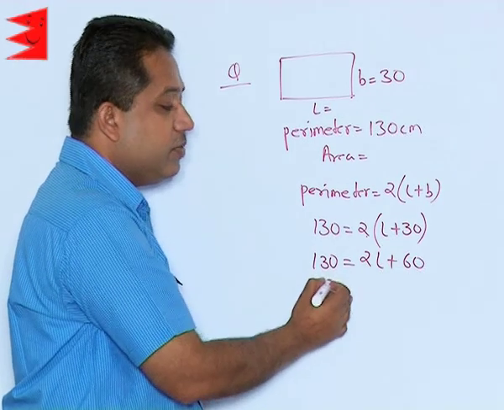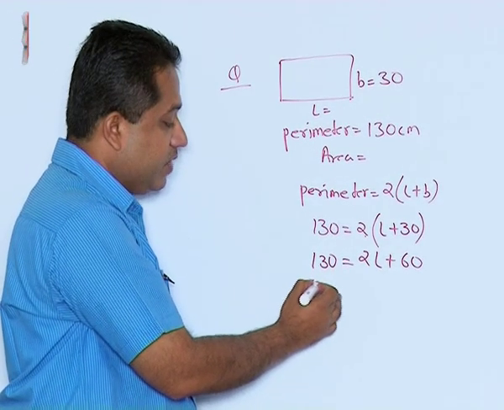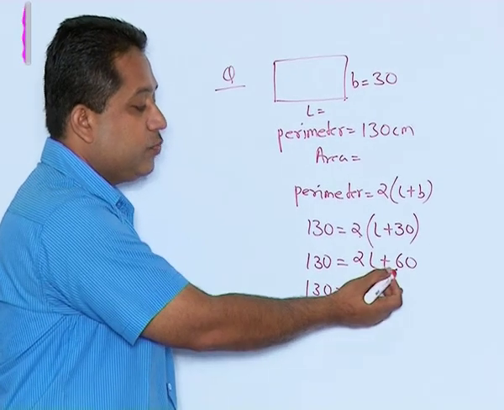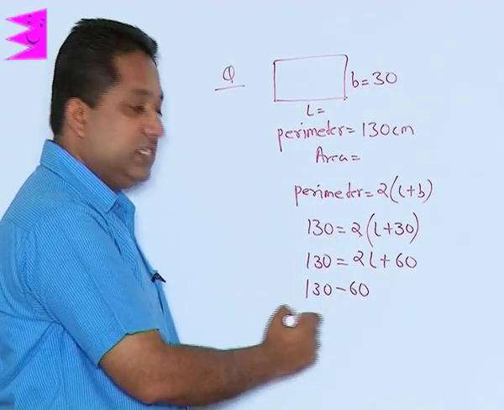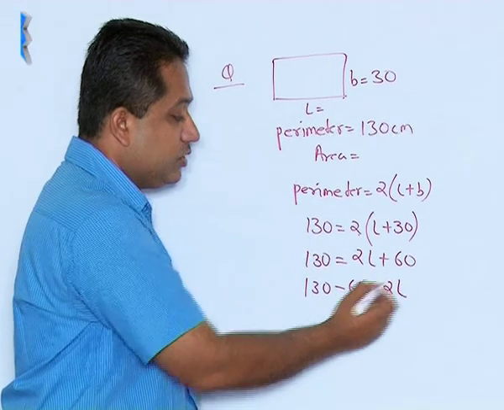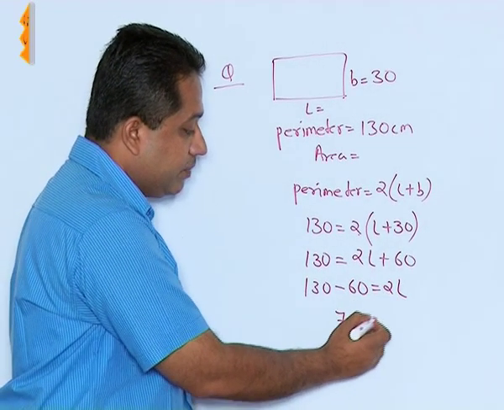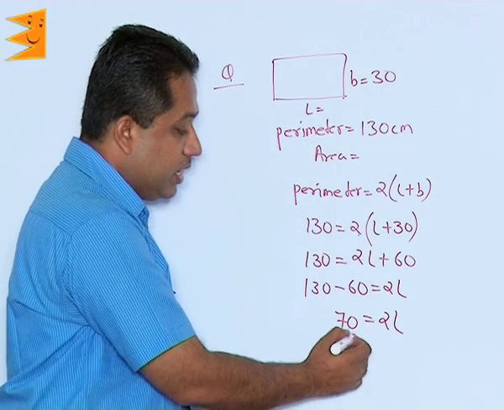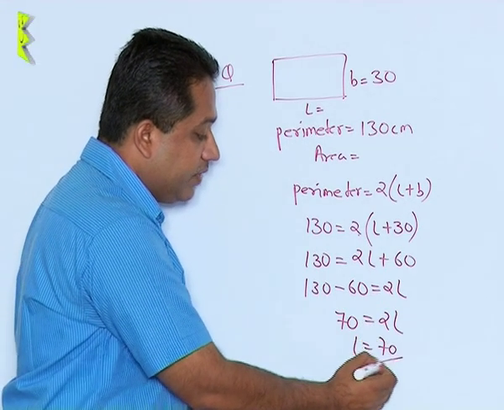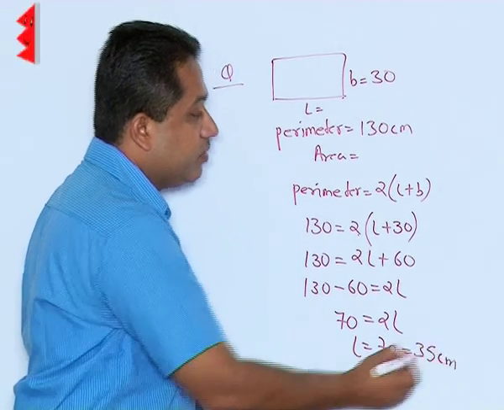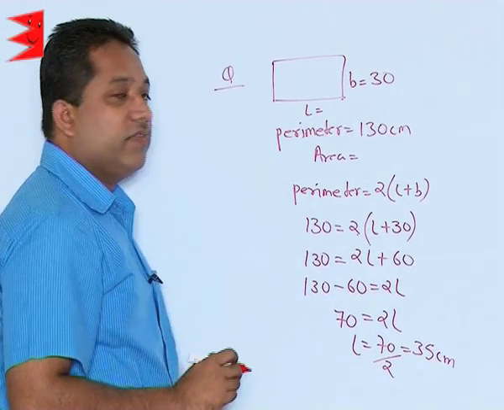Now, this 60 will be transferred to the left side. When we transfer to the left side, we get 130 minus 60, because this is plus 60. When I transfer, the sign will change, is equal to twice of L. Now, 130 minus 60, we are going to get 70. So, 70 equal to 2L, therefore, L will become 70 upon 2, therefore, the length is 35 centimeter.